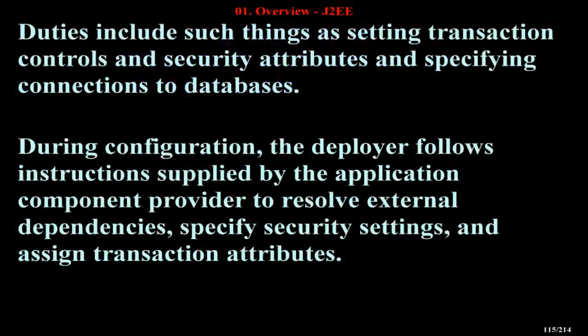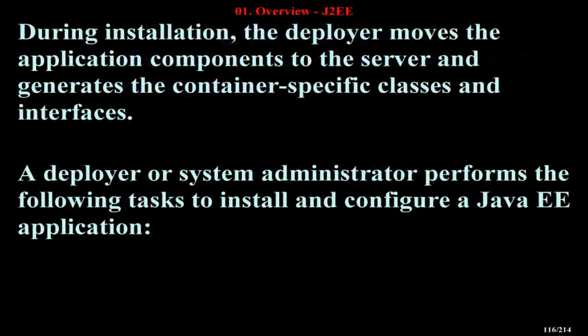During configuration, the deployer follows instructions supplied by the application component provider to resolve external dependencies, specify security settings, and assign transaction attributes. During installation, the deployer moves the application components to the server and generates the container-specific classes and interfaces. A deployer or system administrator performs the following tasks to install and configure a Java EE application.